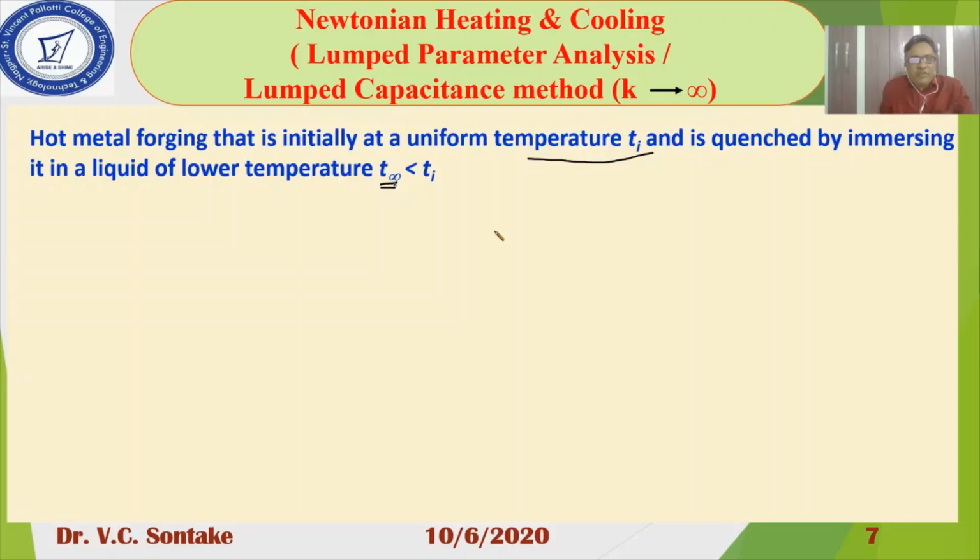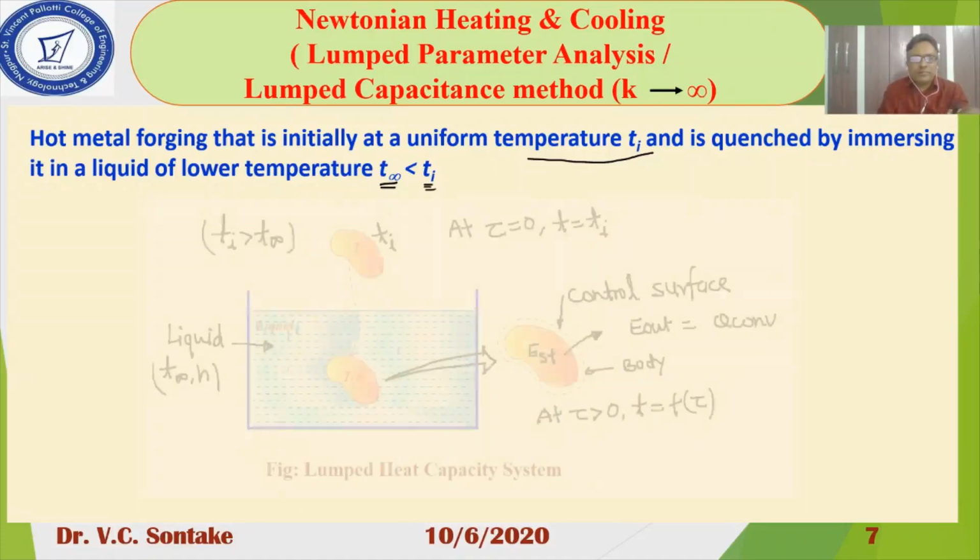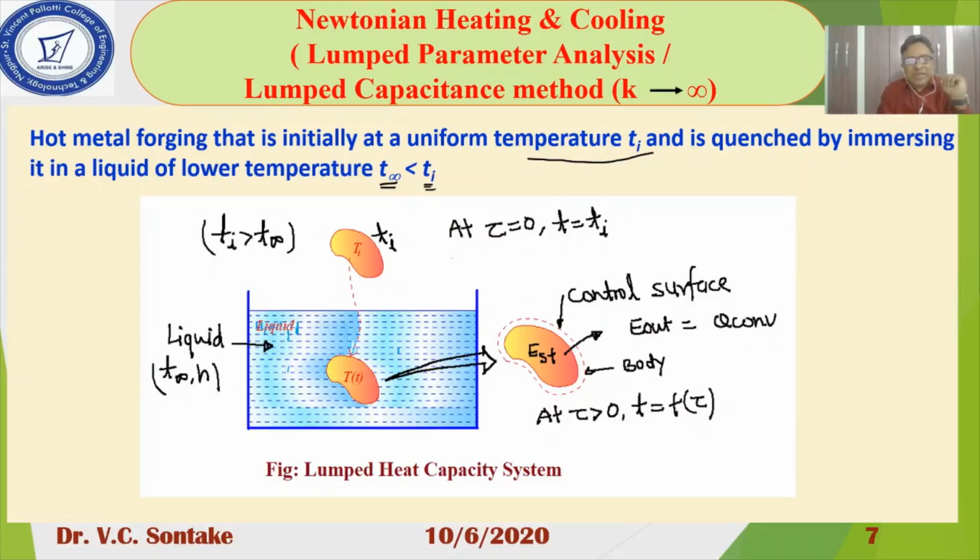The temperature of the fluid in which this hot metal forging is being quenched, T infinity, is less than the temperature of the hot metal forging. In simple words, the hot metal forging is immersed into a cold liquid. So this is a typical schematic of this cooling phenomenon, where this is nothing but the body, and we have considered this body as a hot metal forging. Initially it is at temperature Ti.